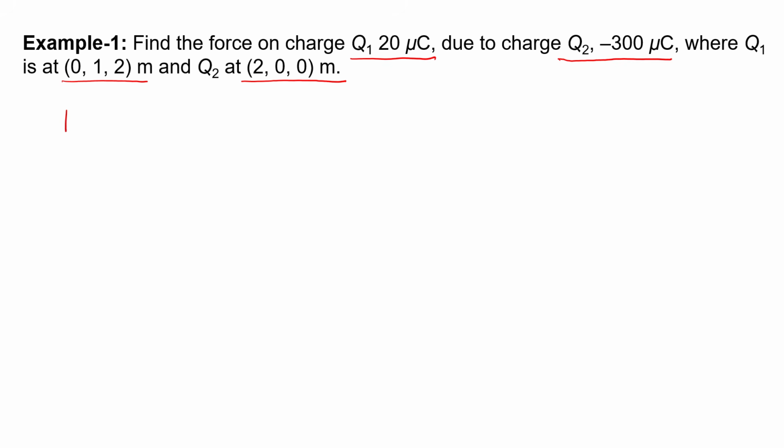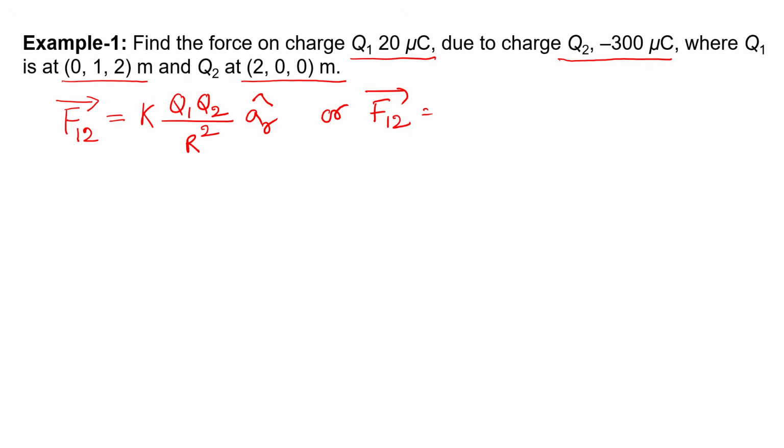So the force, I want to calculate force on charge Q1, so I am naming this force as F12. So this F12 vector will be nothing but K into Q1 into Q2 divided by R square R cap, or F12 vector equals K into Q1 Q2 R vector divided by R cube. I can choose any of these two formulas for solving this numerical problem.